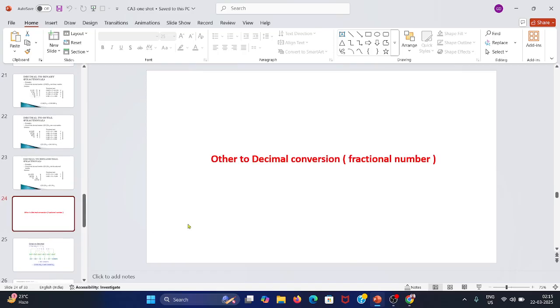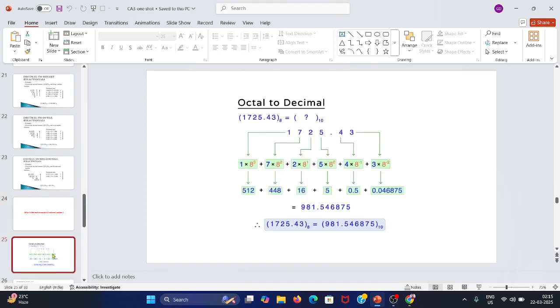Now other-to-decimal conversion, fractional numbers. At first, see the fractional number. I will show you one, and you will try the other, so that will be homework. Now let's see the conversion from octal to decimal. Till now we have done the decimal to other conversion. Now we are converting others to decimal. So that is the thing.